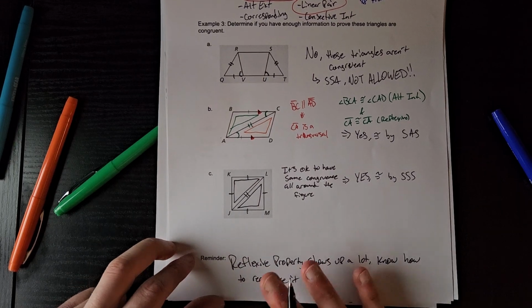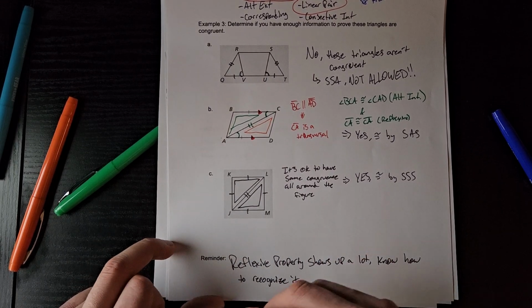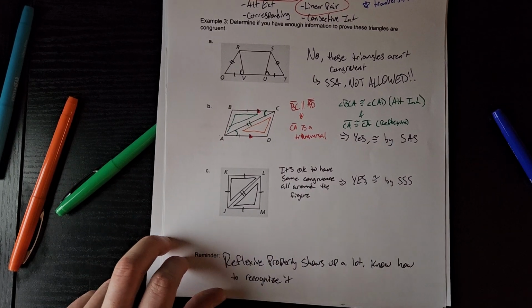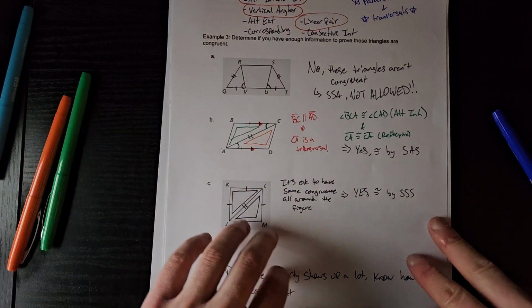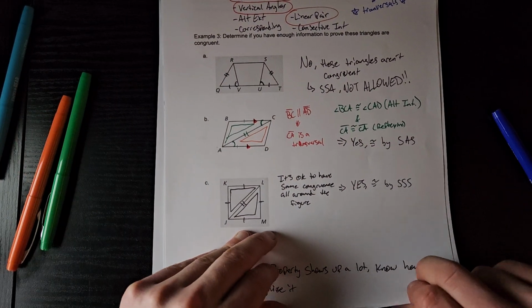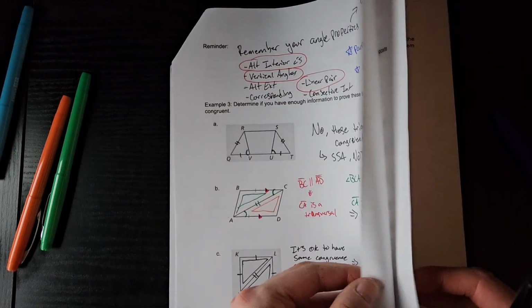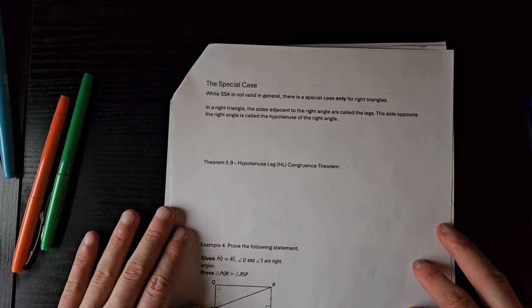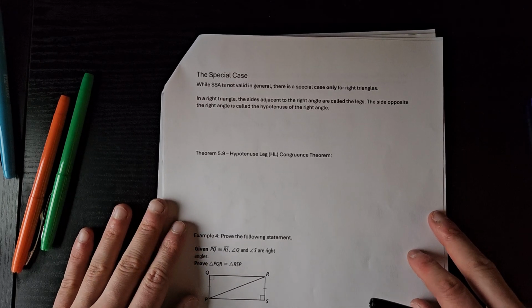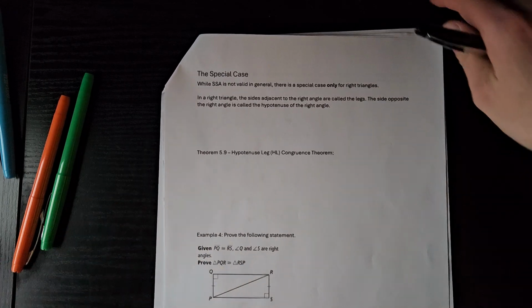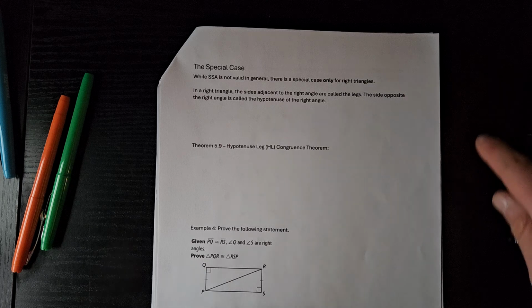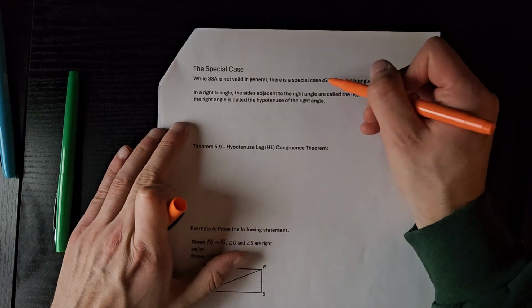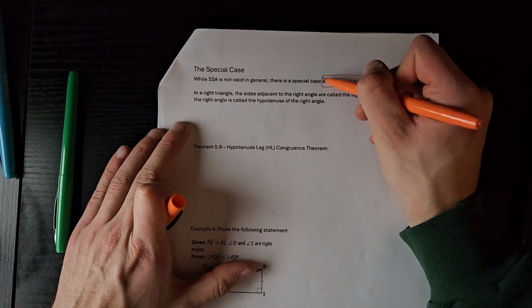It will be your best friend when it comes to proof, so just be able to recognize it, and I think you guys will be okay. All right, one last thing to go over, which is our special case of SSA that we have in geometry. In general, SSA is not a valid way to prove triangle congruency, but we do have one case where it does work, which is only in right triangles.